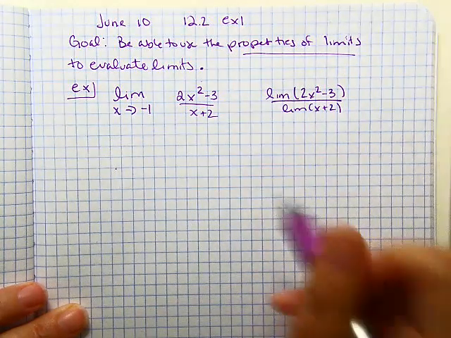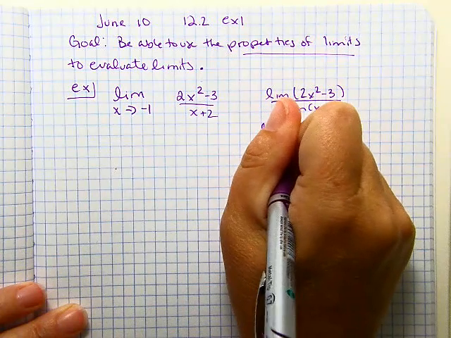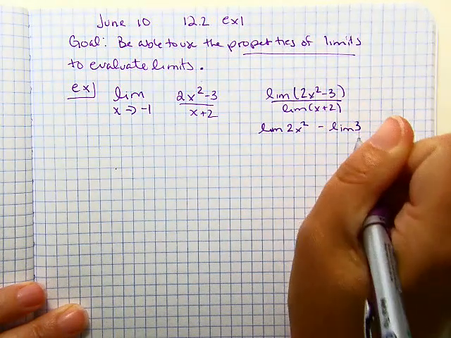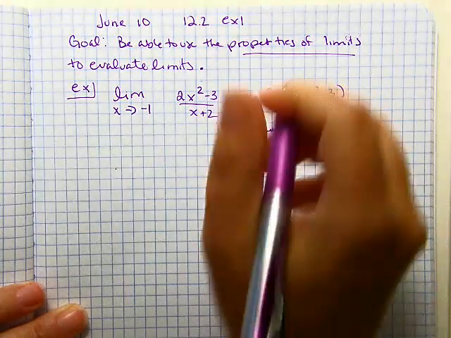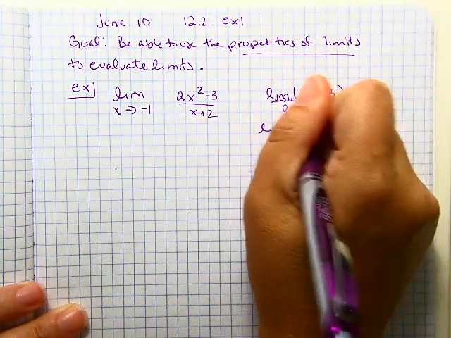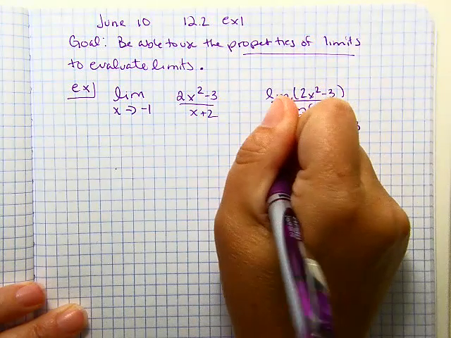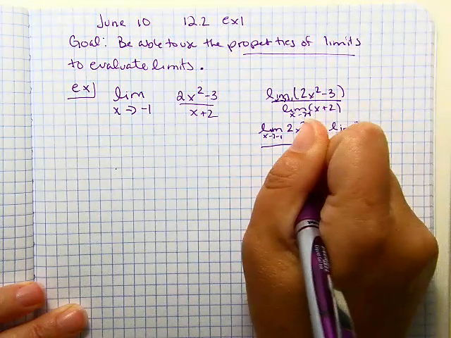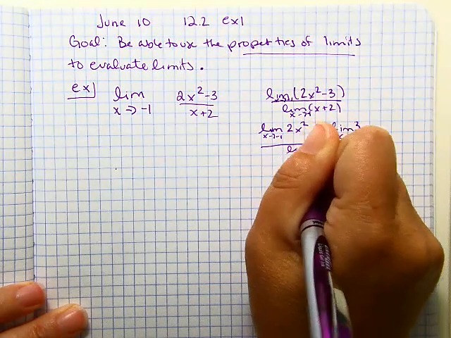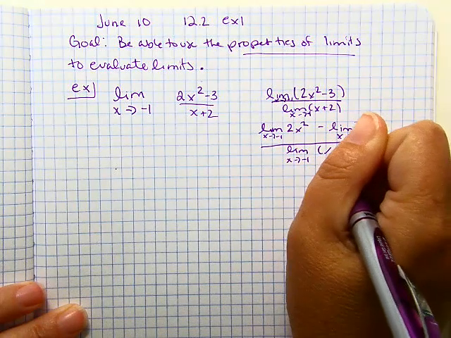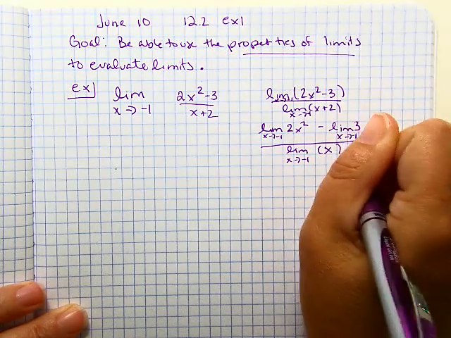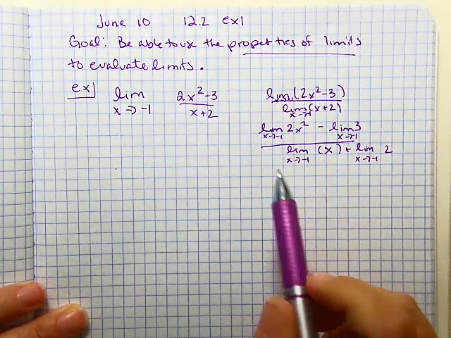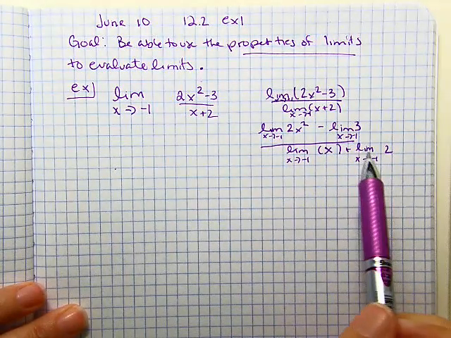And now I've got 2 terms on the top, which means I will have 2 limits. Limit of 2x squared minus the limit of 3. Oh, Nelly, I forgot x approaches -1. So as x approaches -1, x approaches -1, all over the limit as x approaches -1 of x plus the limit as x approaches -1 of 2. So now I've written these as 4 separate things.